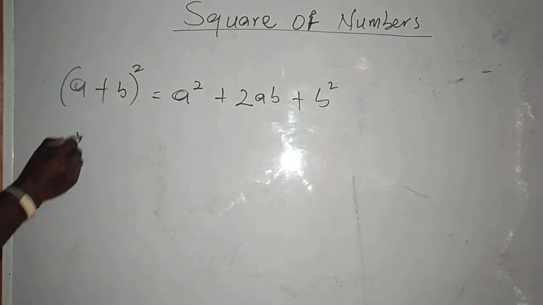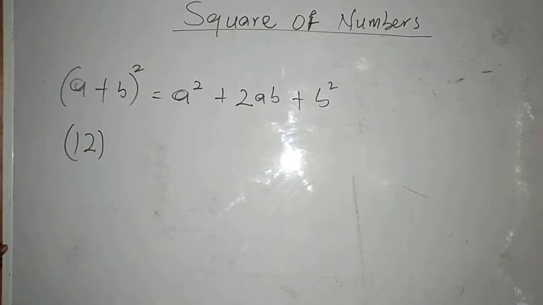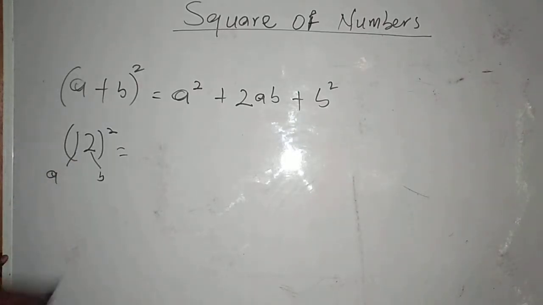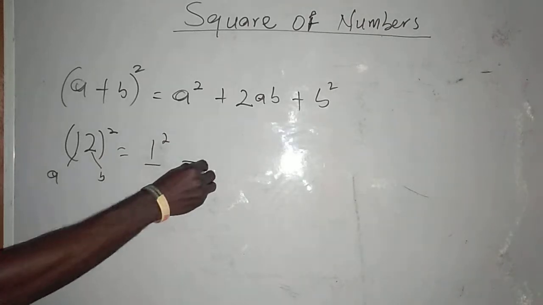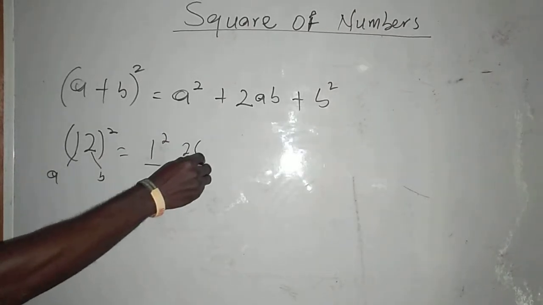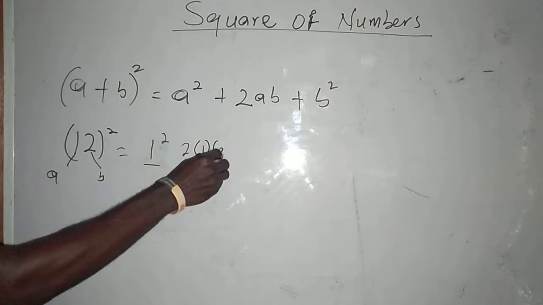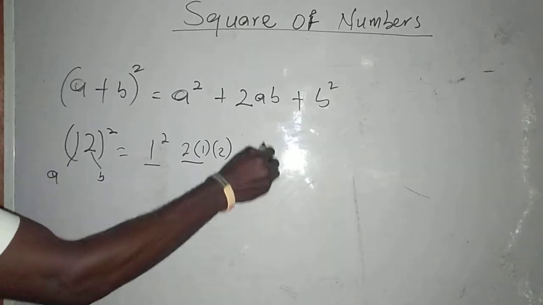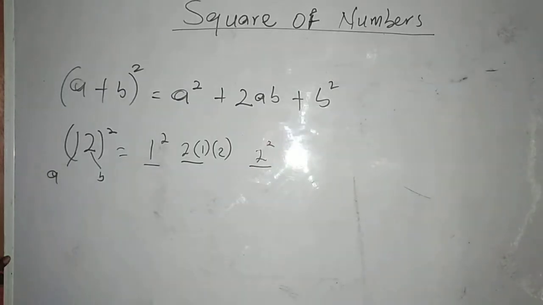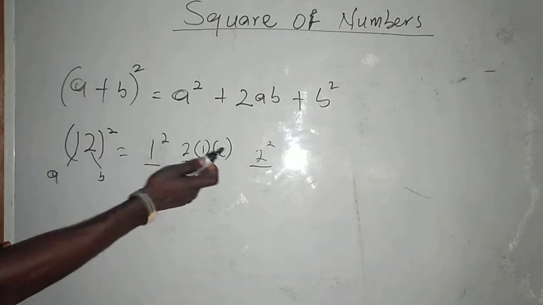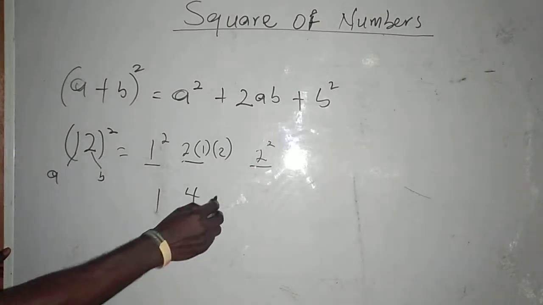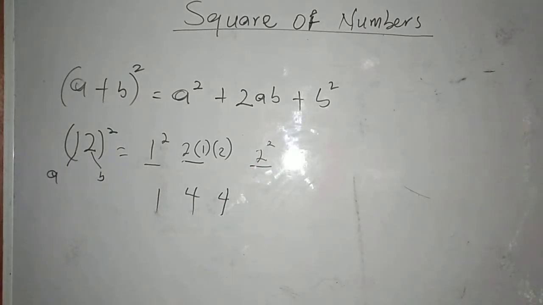For instance, let's start with 12, simple to complex. 12 squared: 1 is A, 2 is B. It means 1 squared is the first term, the second term is 2 times A, which is 1, times B, which is 2, and the last term will be 2 squared. 1 squared is 1, 2 times 2 times 1 is 4, 2 squared is 4, which is 144.